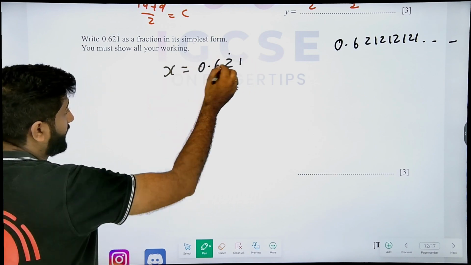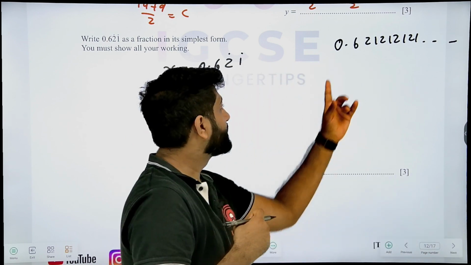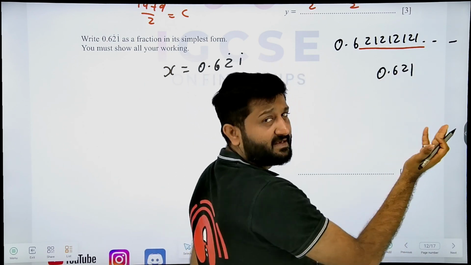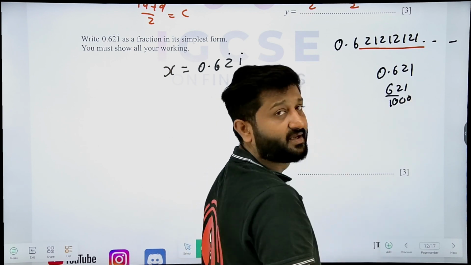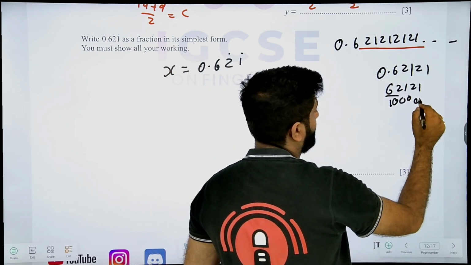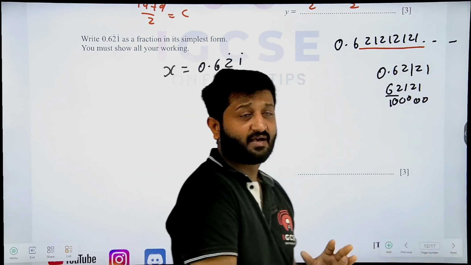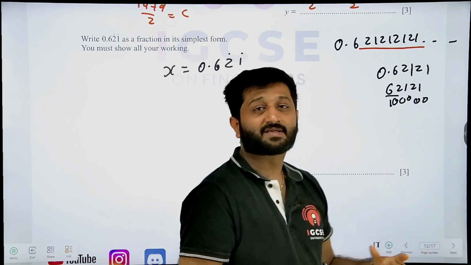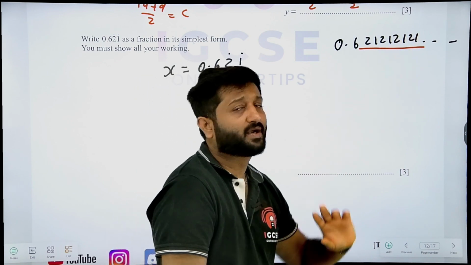0.621 recurring. Right. Now I know that two digits are getting repeated. Now my purpose here is to remove this repetition of digits, right? Because if the answer had been 0.621, I could have easily written this as 621 over 1000. If I had 6, 2, 1, I could have written this as 621 followed by 2 more zeros. But as this is going up to infinity, endlessly getting repeated, I do not know how many zeros I am supposed to put. So now what I am going to do is eliminate the repeating 2 and 1, right? I have to eliminate this.